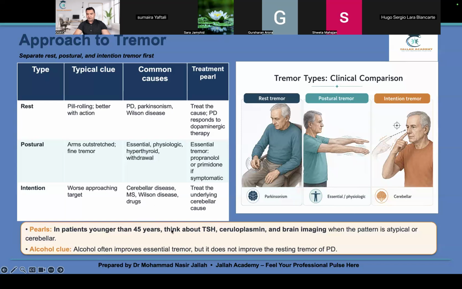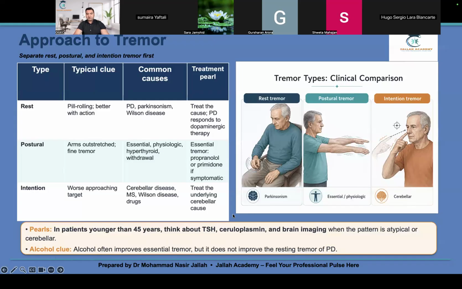Treat underlying cerebral causes. So this is the resting, this is the posture, and this is the kinetic or intention tremor. First, in a patient younger than 45, think about the thyroid, TSH. If the patient has tremor and is young, we always check for hyperthyroidism with TSH, ceruloplasmin for Wilson, and brain imaging when the pattern is atypical or cerebral, to rule out cerebral damage. Alcohol clue: alcohol often improves essential tremor, but it does not improve the resting tremor of Parkinsonism.